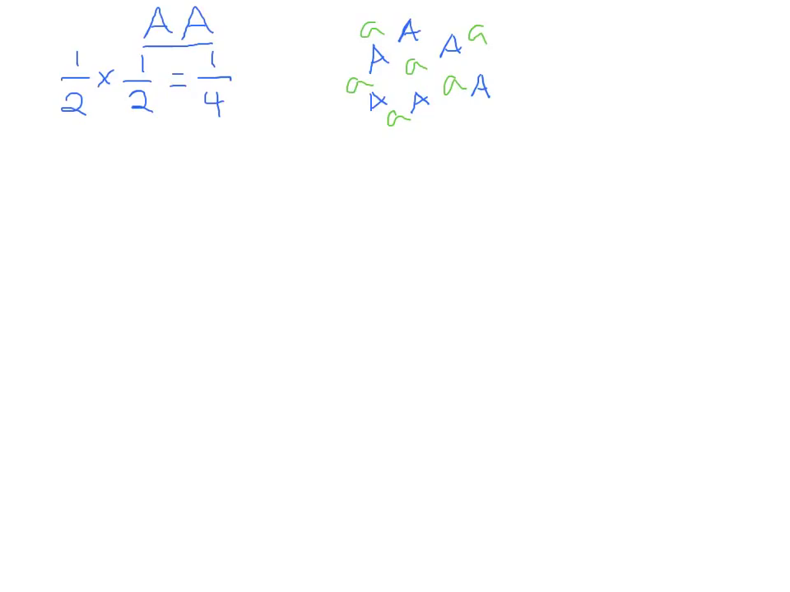So let's do the same thing with the lowercase a's. So the green eyes, the recessive trait, what are my chances of pulling out a lowercase a? Well, that is 6 out of 12, which is equivalent to 1/2.